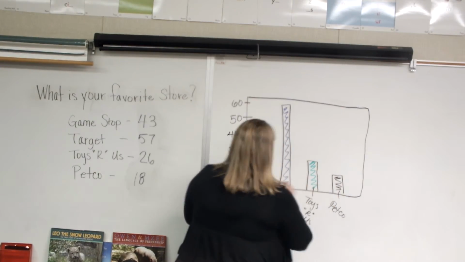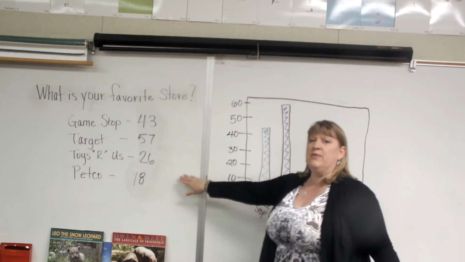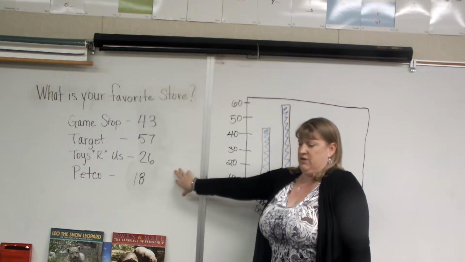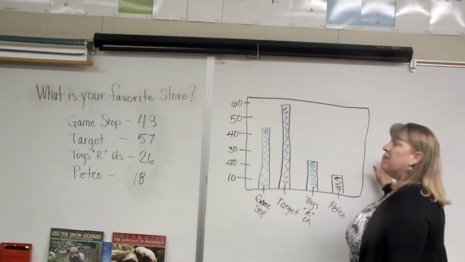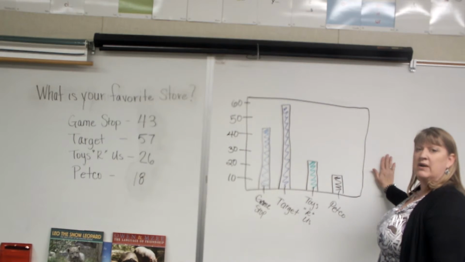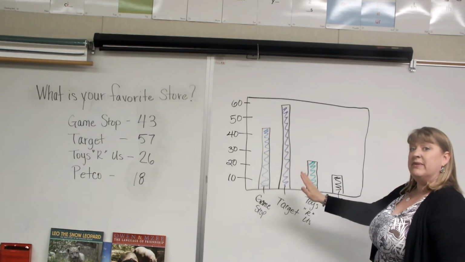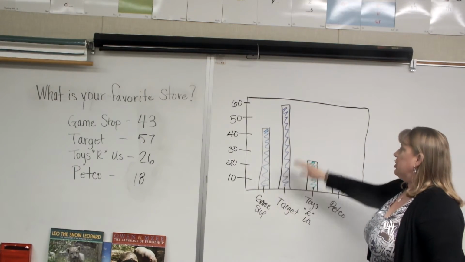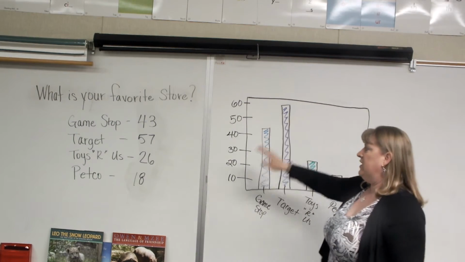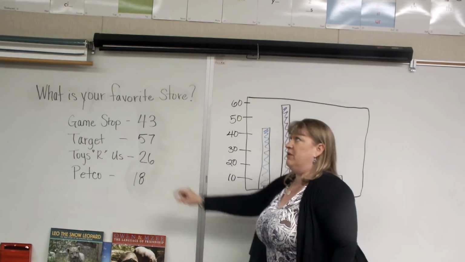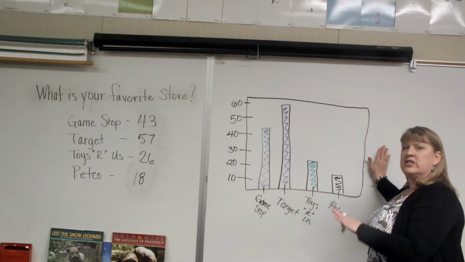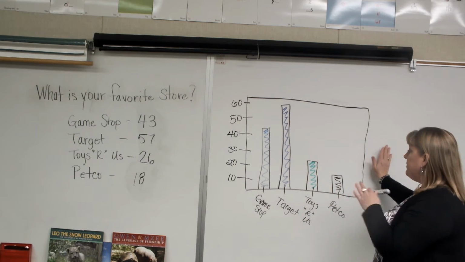Now what we've done is we've taken the data that we had collected yesterday under our survey that we gave, and we've now put it on an easy to read bar graph. It's still showing the same information. We still see that Target was the most favorite. Target had the highest number. This is just another way of showing that information.